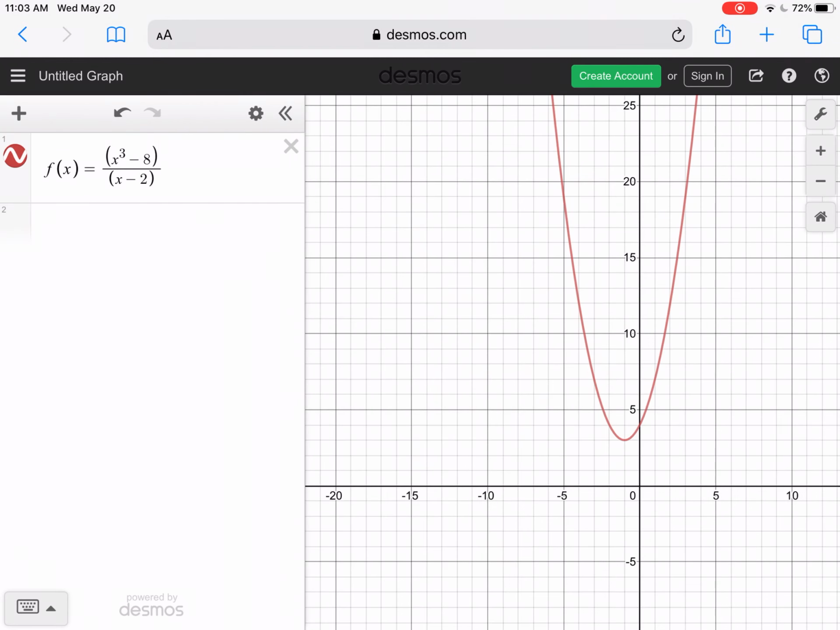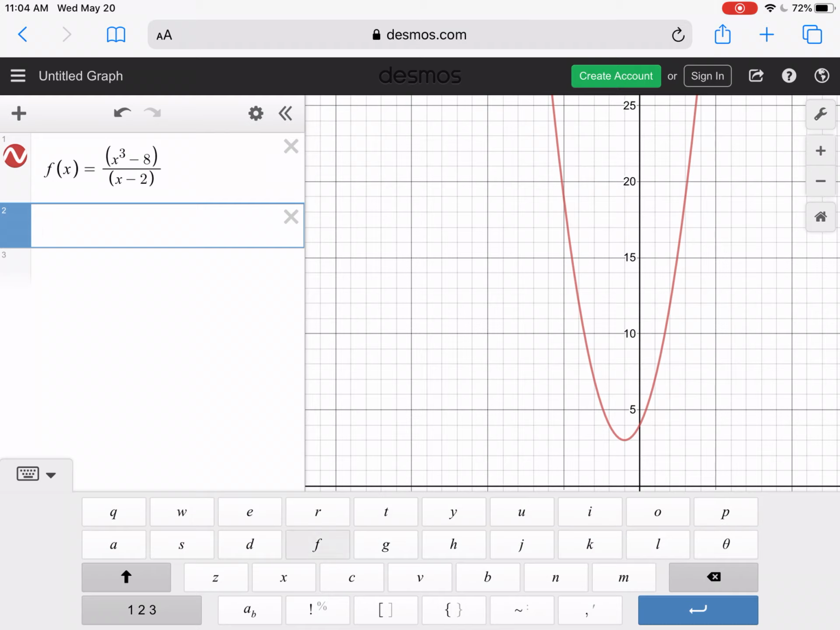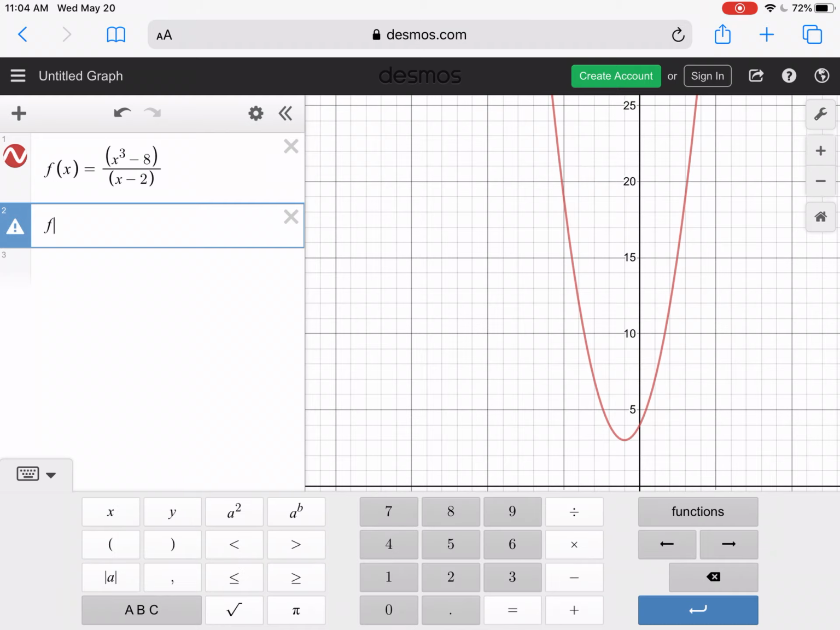But I could plug in some values. Let's see. What is really close to 2? I could find f of 1.9. f of 1.9 is 11.41. Put in another 9. f of 1.99, 11.94. Put in another 9, 11.99. These numbers seem to be getting close to 12.